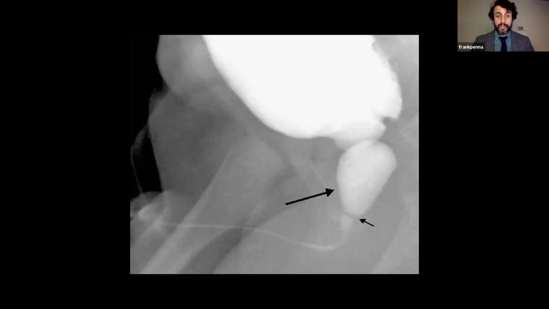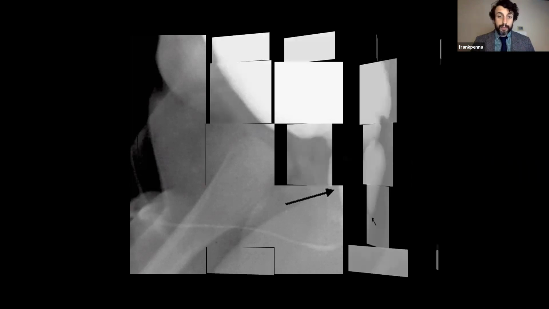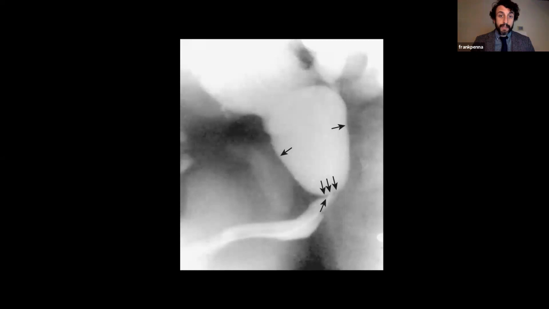This is a VCUG showing you a very dilated urethra with that large arrow on the left, and you can see the valve tissue with a little arrow on the right. That urethra is markedly dilated. It should not look that wide like that. And this is valves until proven otherwise. Essentially, it's valves. Again, another image showing you a very dilated posterior urethra just below the bladder there, and that valve tissue that's there.